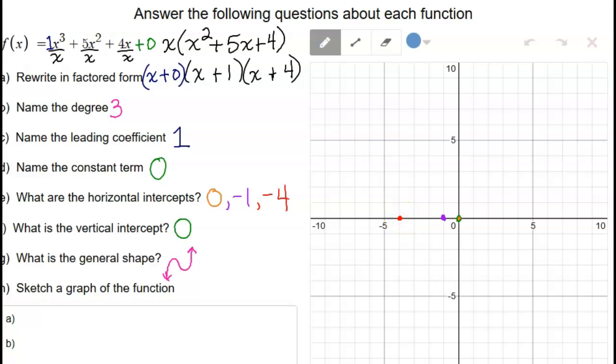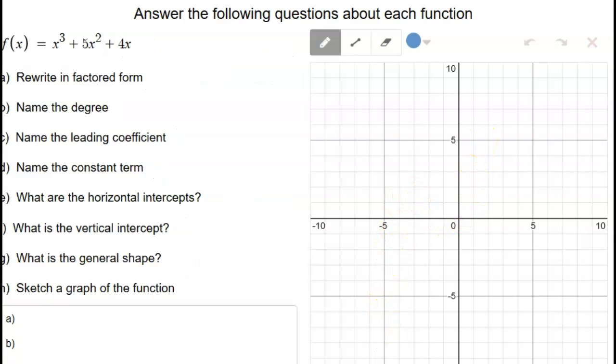So when we sketch a graph, it's going to start down here, come this way, go like this. Okay? If you need to start with these, go ahead, start with those, right? If it's positive up here, it's going to start low. Okay? All right, next one.